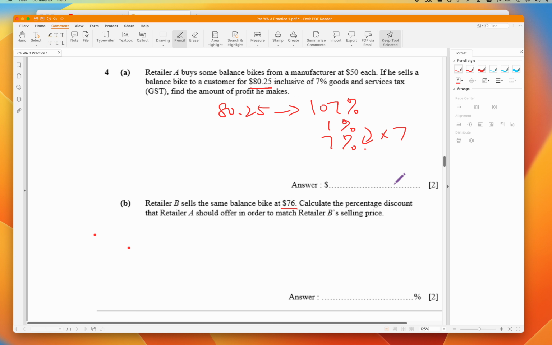So what do you think? Do you think your answer is correct or this way of doing it is correct? This way of doing it is correct. Yeah, this way. Okay.